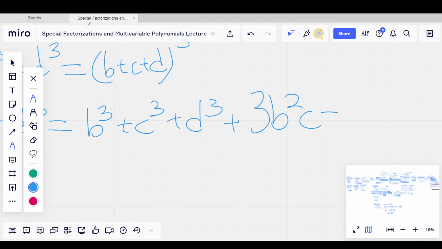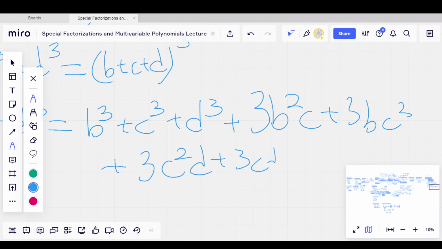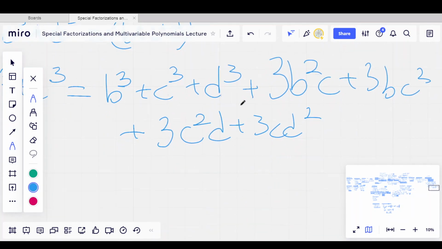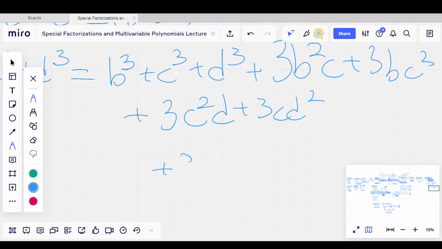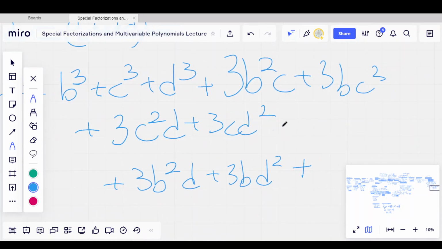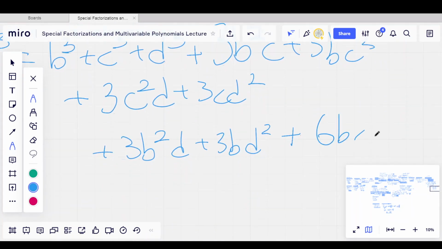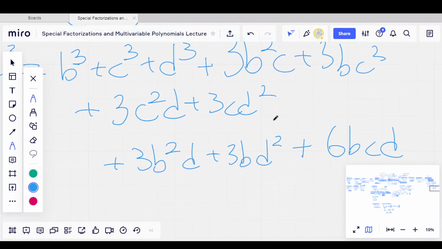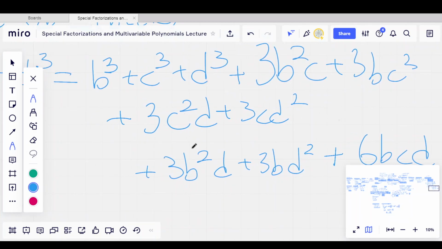and then we have this 3b squared c plus 3bc squared, excuse me, 3c squared d plus 3cd squared, and then we have one more, so it's b and d. So 3b squared d and 3bd squared. And then we have an extra 6bcd. Trust me on this. You can expand it out for yourself if you don't believe me.